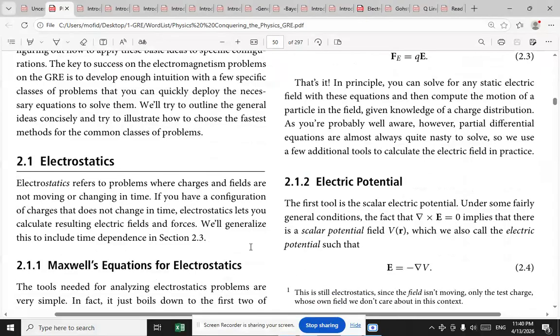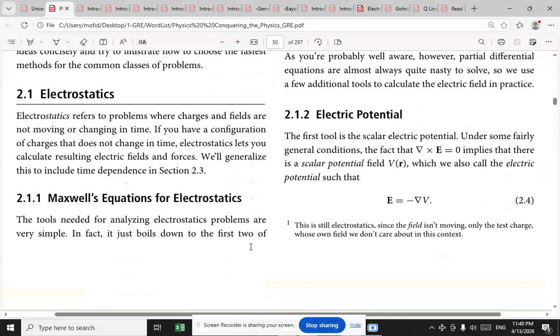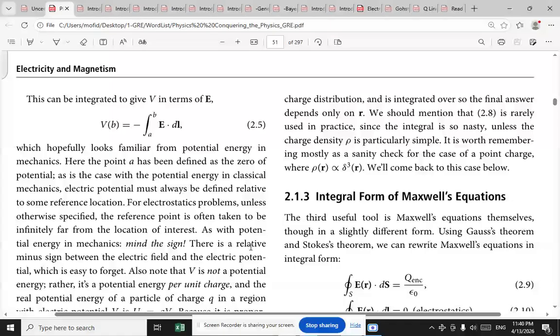Now I want to go through another subsection, 2.1.2, electric potential. The first tool is the scalar electric potential. Under some fairly general conditions, the fact that curl of E is equal to 0 implies that there is a scalar potential field, V(r), which we also call the electric potential, such that E is equal to minus gradient of V. This is still electrostatics since the field isn't moving, only the test charge whose field we don't care about in this context.